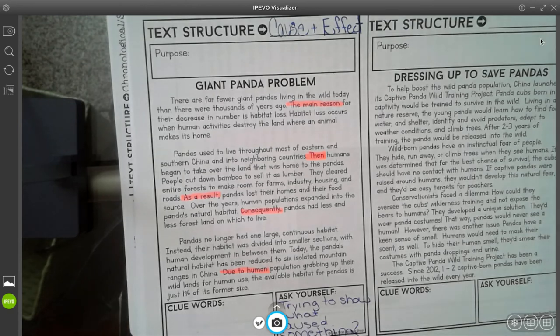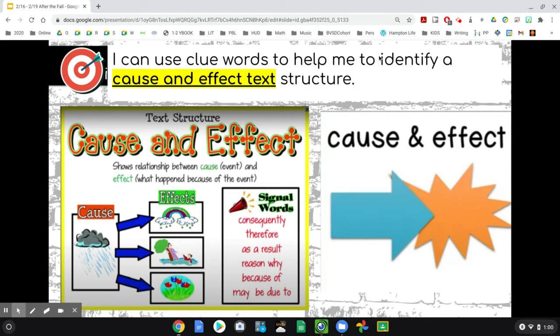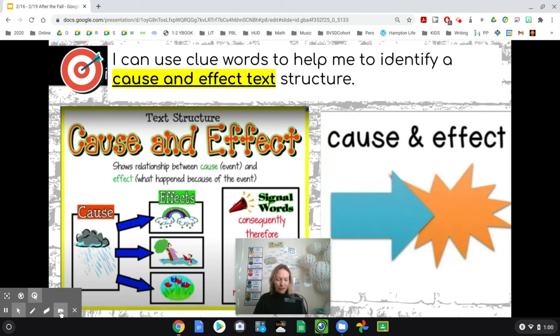All right, Mavs. Hopefully you got all of that. Remember, you can pause the video and go back anytime that you need to. So in your Seesaw assignment, all you're going to do is take a picture of this one text that we did together today, and you are all done.